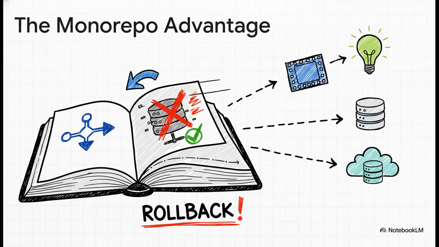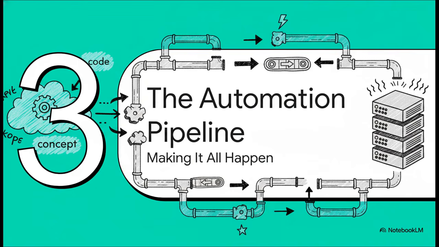But here's the most crucial part. If an update breaks something, rolling back is as simple as just reverting to a previous commit in Git. You just do that, and the automation restores the whole system for you. It's incredible.